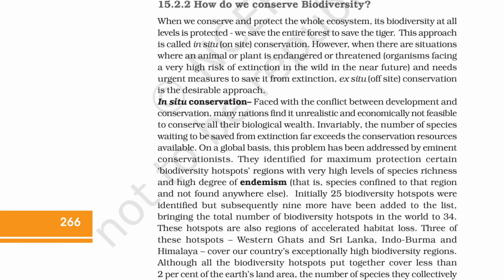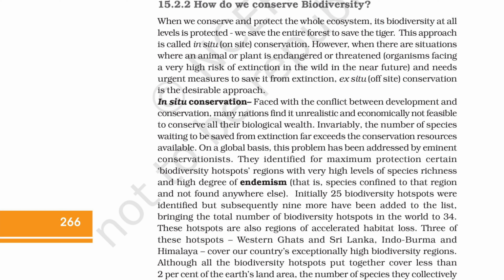They identified for maximum protection certain biodiversity hotspots, regions with very high levels of species richness and high degree of endemism. That is, species confined to that region and not found anywhere else. Initially 25 biodiversity hotspots were identified, but subsequently 9 more have been added to the list, bringing the total number of biodiversity hotspots in the world to 34. These hotspots are also regions of accelerated habitat loss.